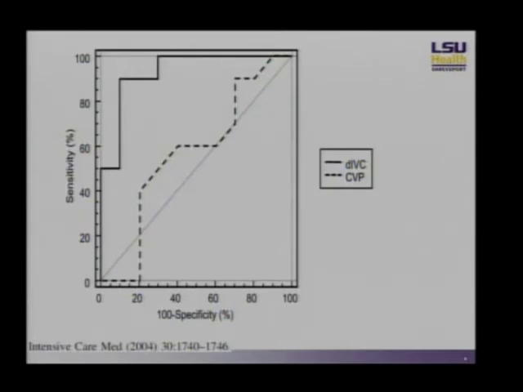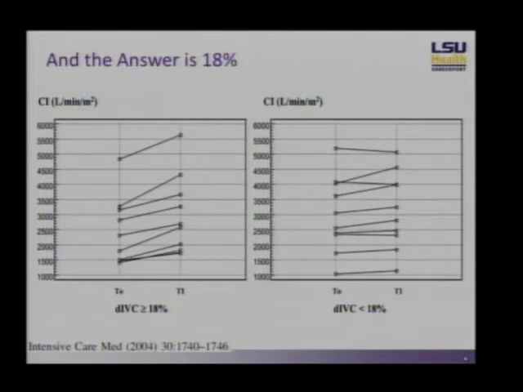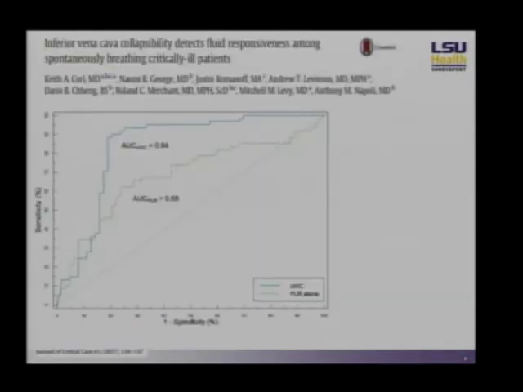When you look at your ROC curves, it's up to 80, 90% predictive of where a patient's going to be on their Starling curve. And as a matter of fact, they found that if it's compressed by more than 18%, that patient is on the upward swing of their Starling curve, and they're actually preload responsive to a fluid challenge. Less than that, then they're not going to be preload responsive.